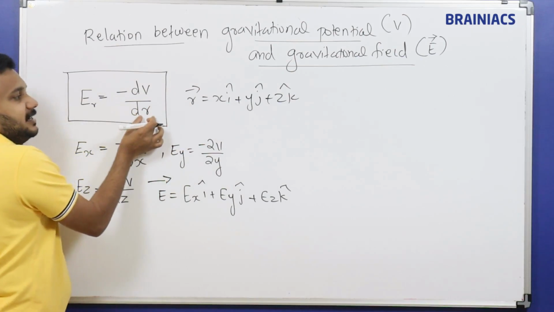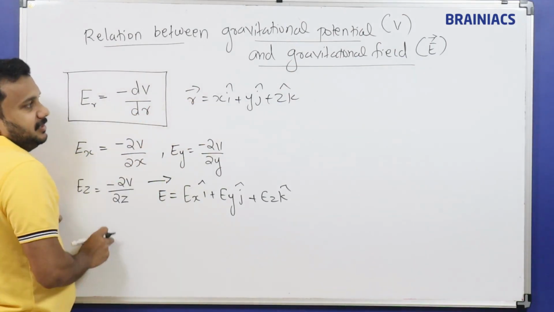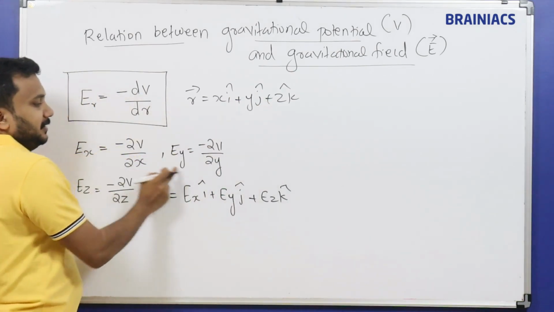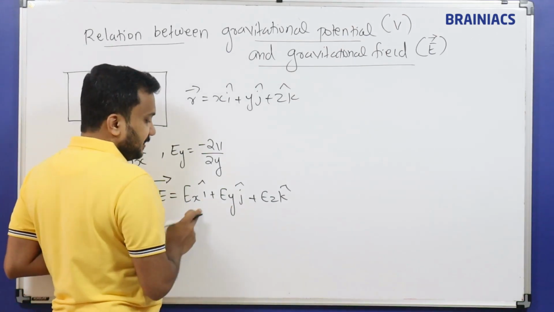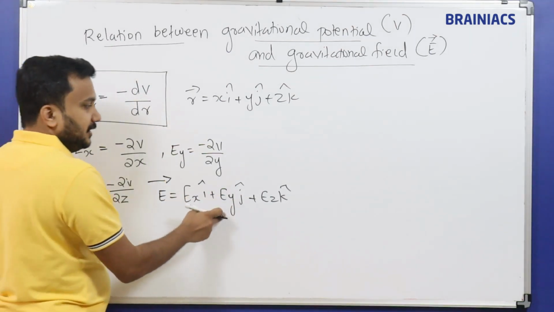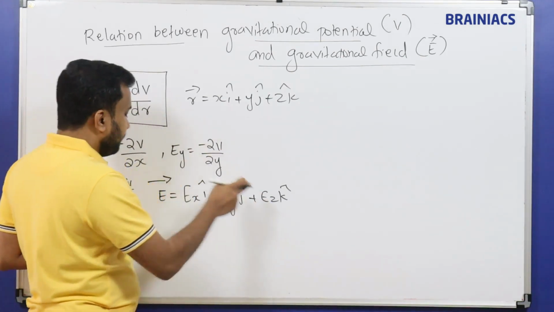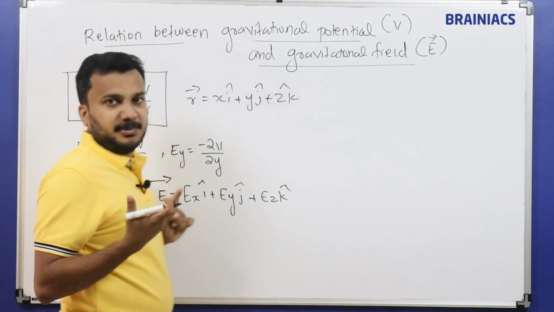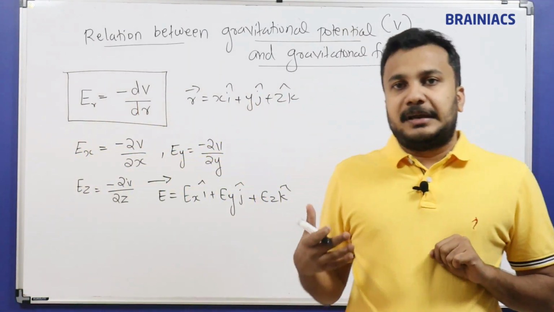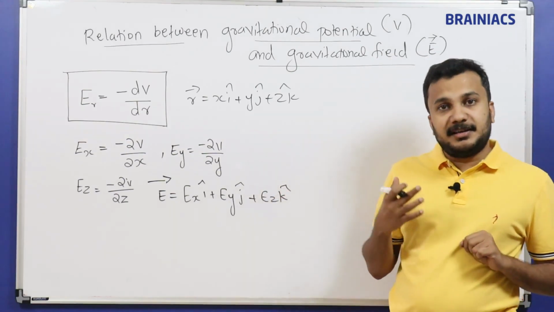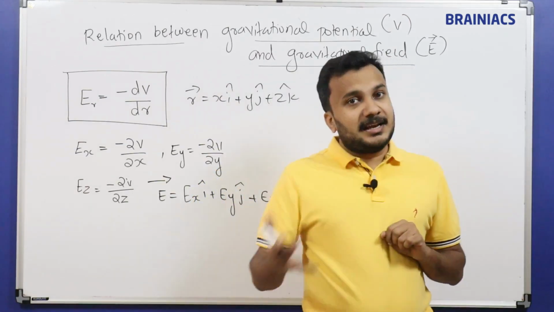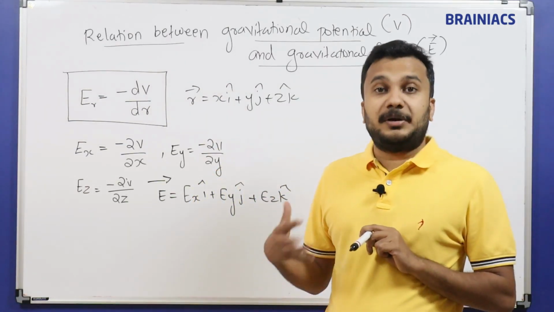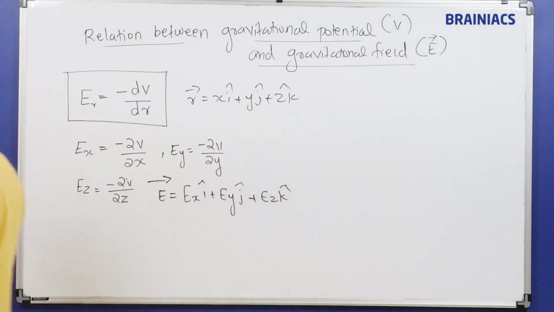So altogether it is written as r. If you split it into individual terms, x term, y term, z term, then this is the formula. Gravitational field intensity E equals Ex i, Ey j, Ez k. What is Ex? Minus dou V by dou x. What is Ey? Minus dou V by dou y. What is Ez? Minus dou V by dou z. Two representations: you can say dV by dx, dV by dy, dV by dz, or dou V, dou x and so on. Both are one and the same. So this expression is important.